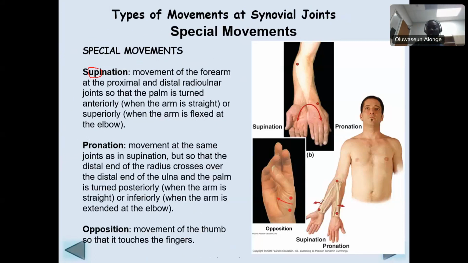Now, opposition is what you do when you pick this pollex, and you use it to touch each of the other fingers. That is what we call opposition. It's simply the pollex you are moving to touch each of the other fingers.